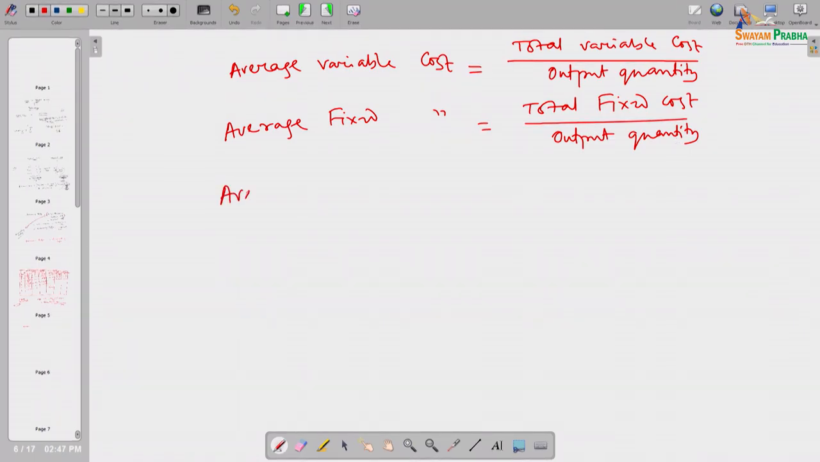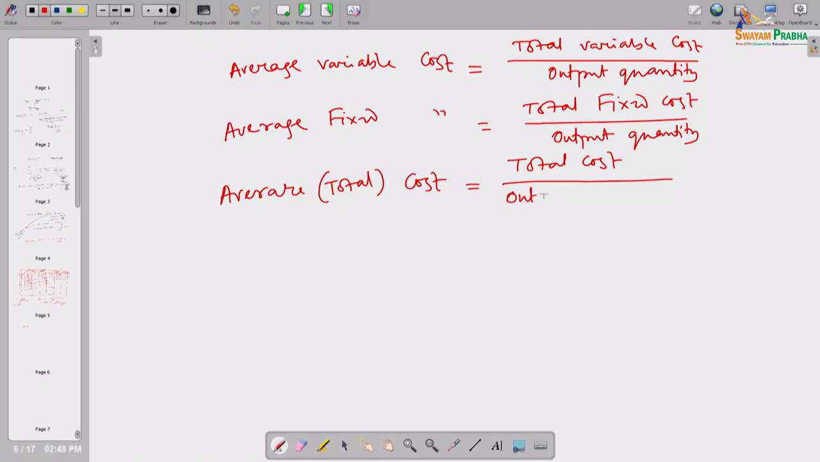Average total cost is usually called average cost, sometimes it is called average total cost also. So, that definitely means total cost, total fixed cost plus total variable cost, by output unit. So, look at here, alternative cost components, average variable cost, average fixed cost, average total cost, marginal cost, all are relative to output quantity only.